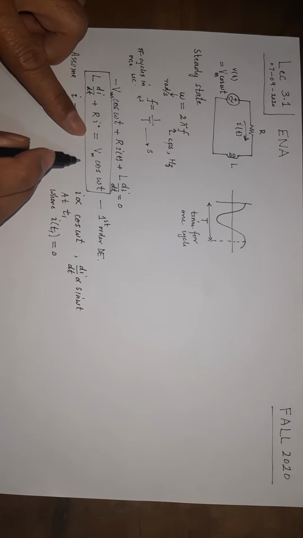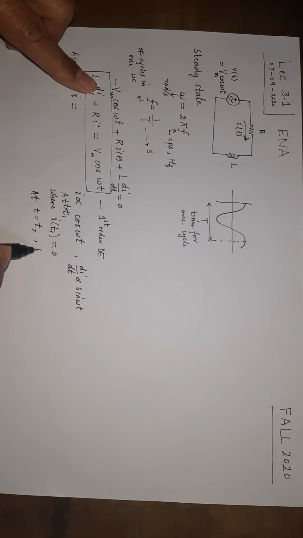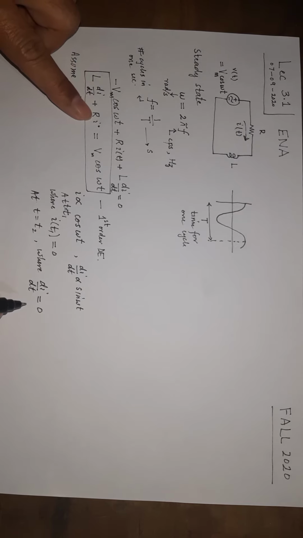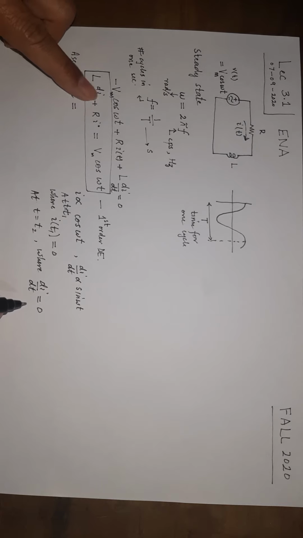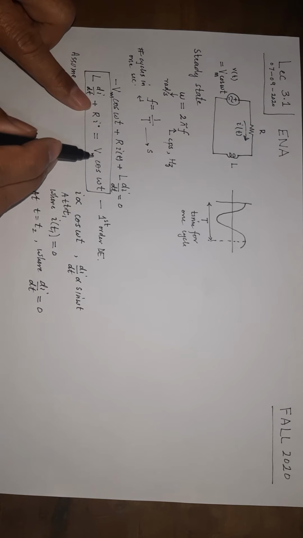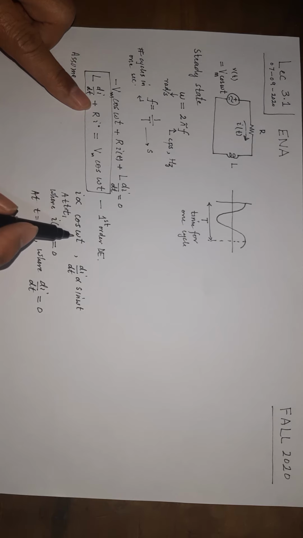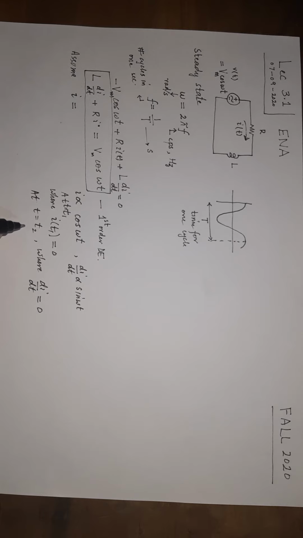And at some time instant, say t2, where the derivative is 0, this term will not be 0. So at the time where the derivative is 0, this term is not 0, then this term alone must be equal to this thing. So I must be proportional to omega t, right? Is a good assumption.